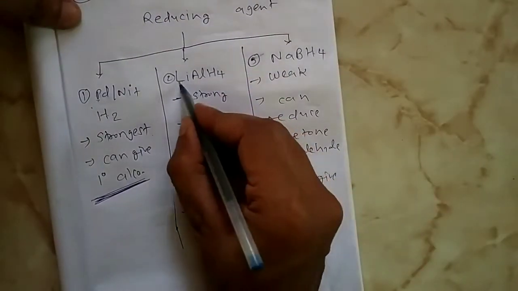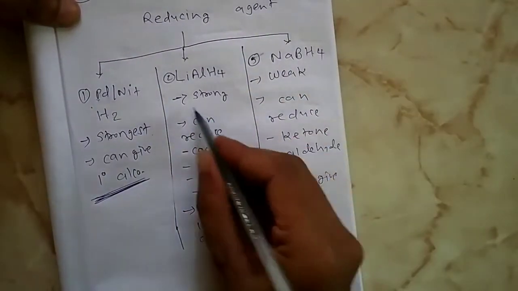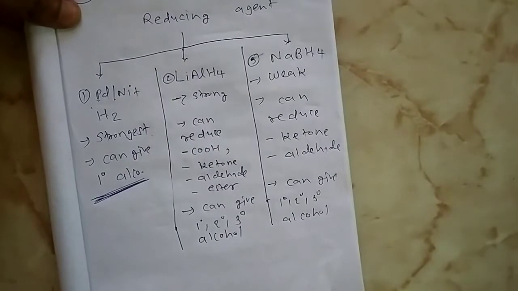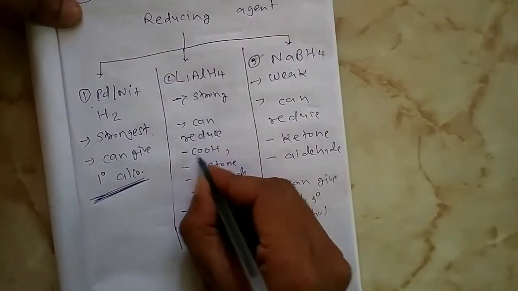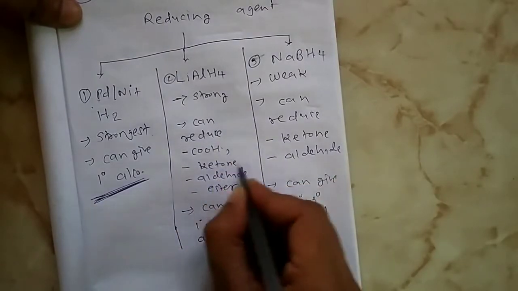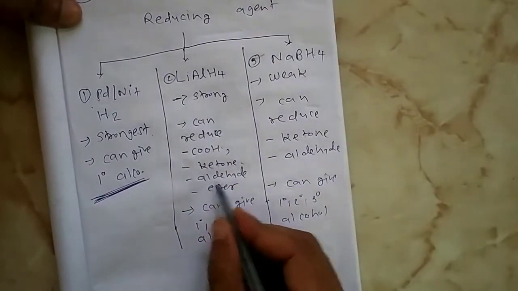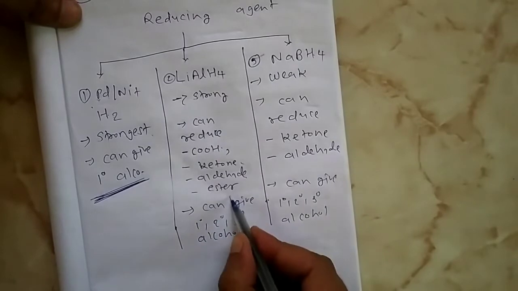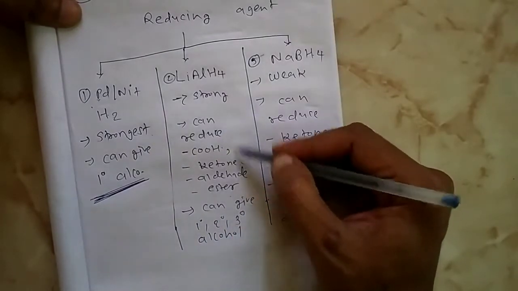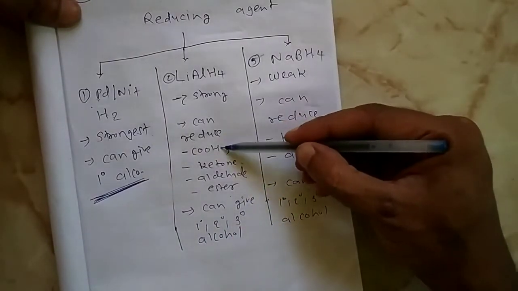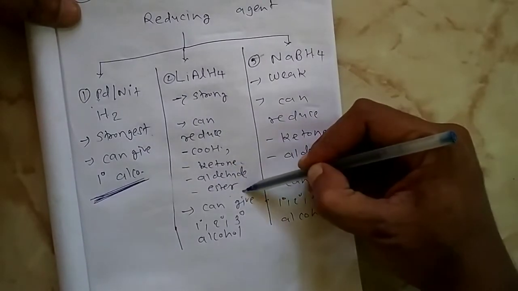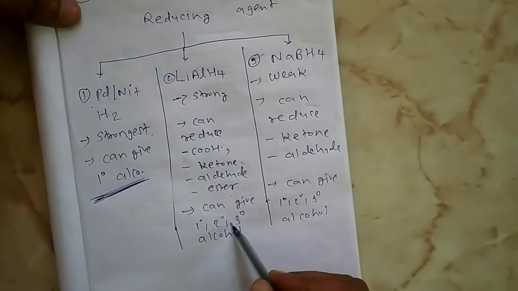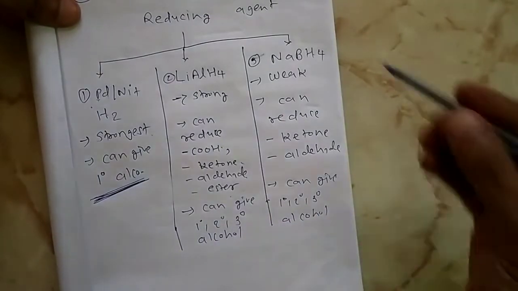The second one is lithium aluminum hydride. It is a strong one, not the strongest. It can reduce carboxylic acid, ketone, aldehyde, and ester. It can reduce these compounds, and it can give 1 degree, 2 degree or 3 degree alcohol.